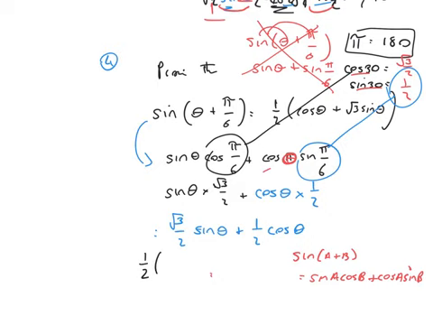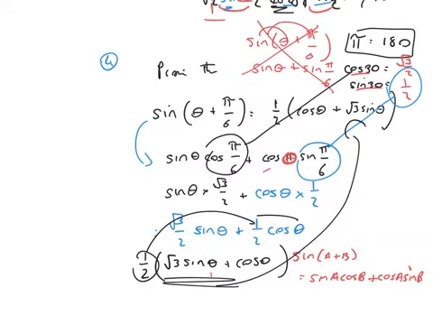So 1/2 multiplied by what gives me root 3 over 2, so that's going to be the root 3 sine theta. And 1/2 times what gives me 1/2 cos theta, well that will be my cos theta, and that's the result that I was looking for. Okay, let's try something else.